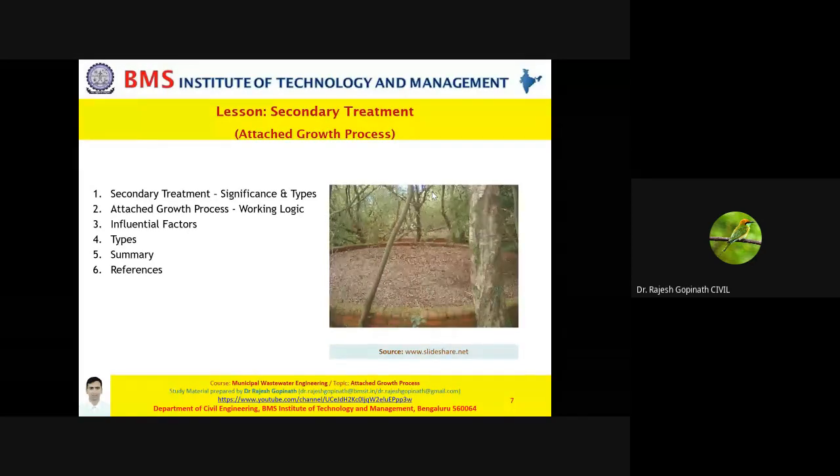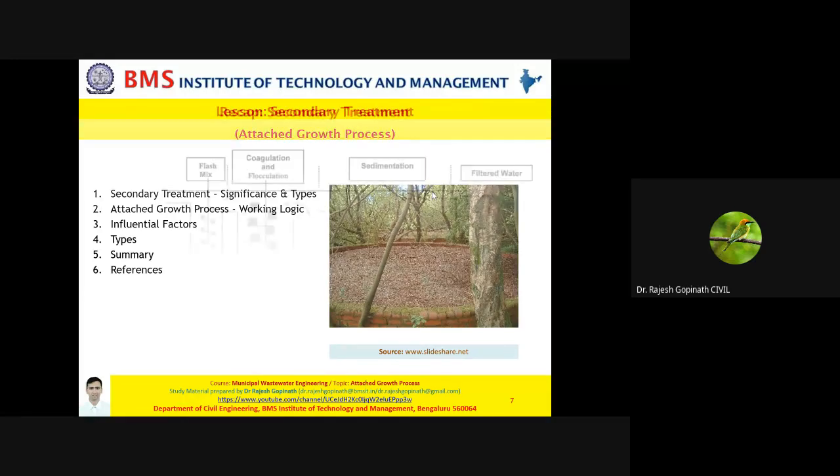In this presentation, I'll explain what the significance of secondary treatment in municipal wastewater engineering is, what the different ways are to go about achieving it, and among these, we shall delve into the attached growth process: its working principle, the factors which influence it, and the different technologies available within attached growth processes. Then I shall summarize it and list the references for your kind perusal.